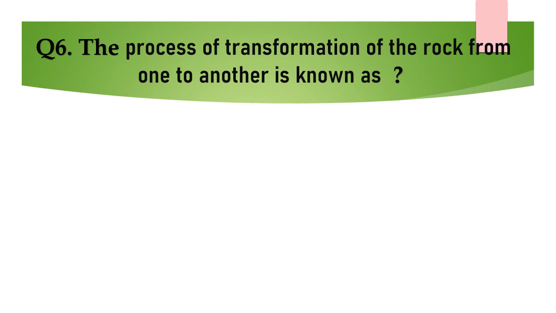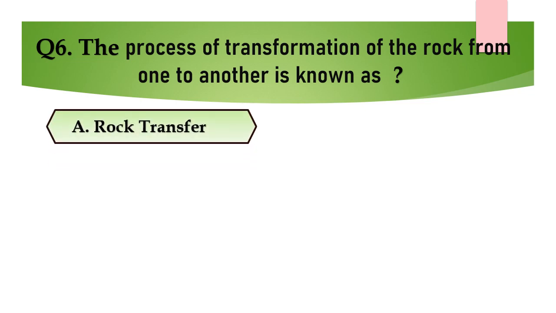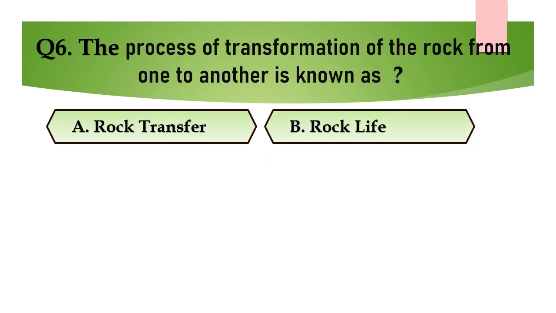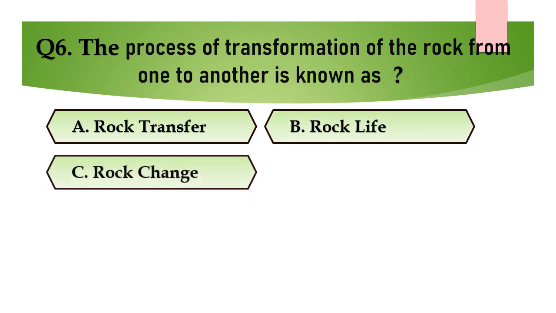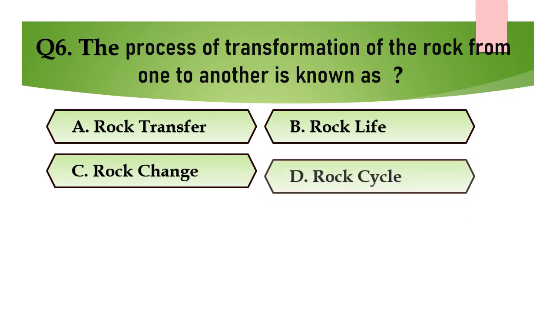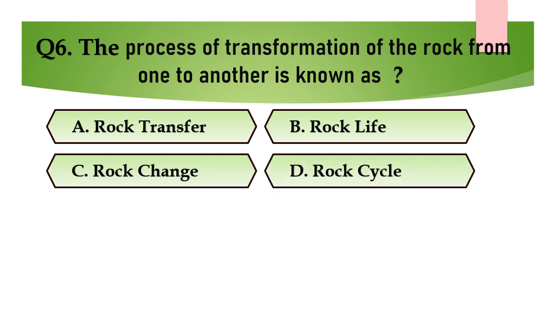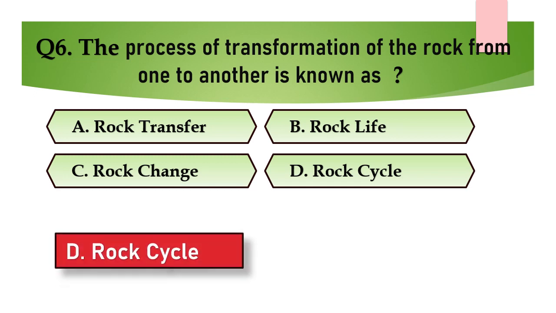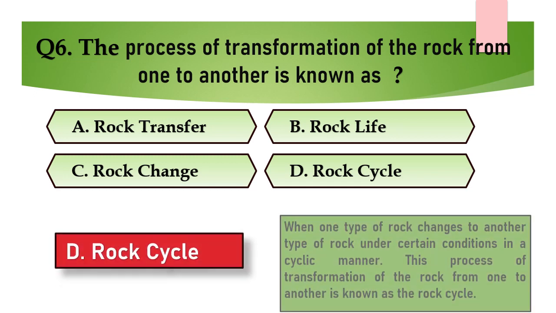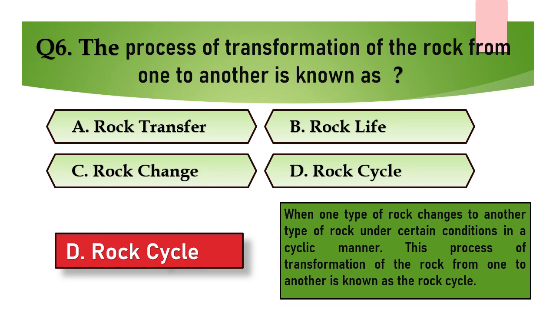Question number 6. The process of transformation of the rock from one to another is known as A. rock transfer, B. rock life, C. rock change, or D. rock cycle. The answer is D. rock cycle. When one type of rock changes to another type of rock under certain conditions in a cyclic manner, this process of transformation of the rock from one to another is known as rock cycle.